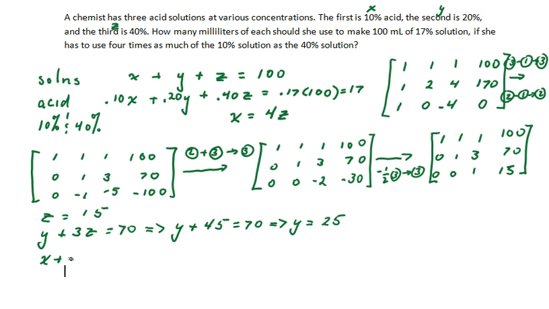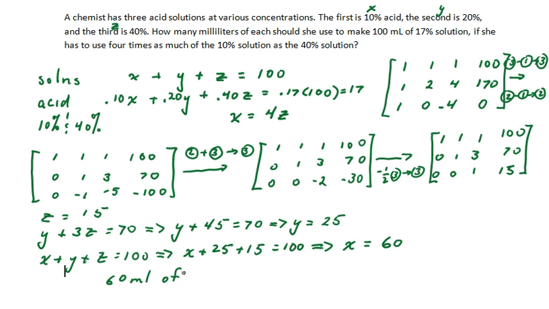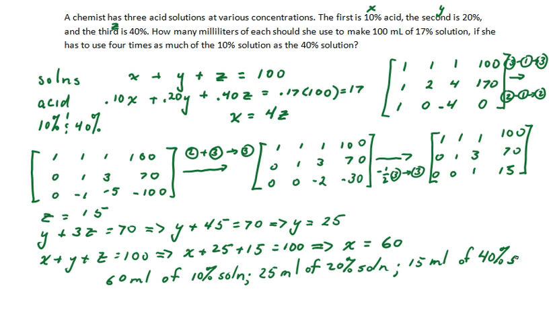And then we know that X plus Y plus Z equals 100. So X plus 25 plus 15 equals 100 tells us that X equals 60. So 60 milliliters of 10% solution, 25 milliliters of 20% solution, and 15 milliliters of 40% solution.